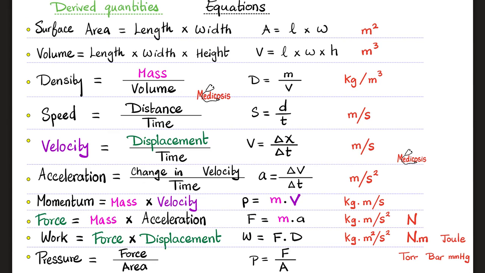Surface area is length times width. Volume is length times width times height. Density is mass over volume. Speed is distance over time. Velocity is displacement over time. Acceleration is velocity over time. Momentum, P equals mv. Momentum equals mass times velocity. Force equals mass times acceleration. You see that force? When we multiply it by displacement, you get work. And pressure is force over area. This is very important when you later study biology and physiology and pharmacology and internal medicine and surgery.